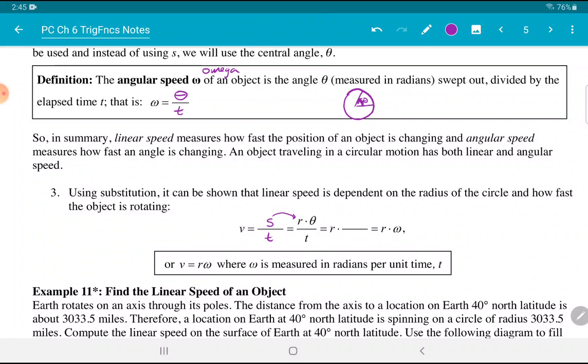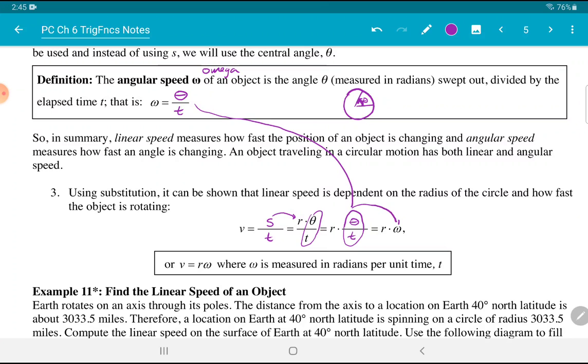Then, separating the two, we can group that theta and T together and leave that R alone. With the theta and T grouped together, we just saw how theta over T can be represented by the angular speed, omega.